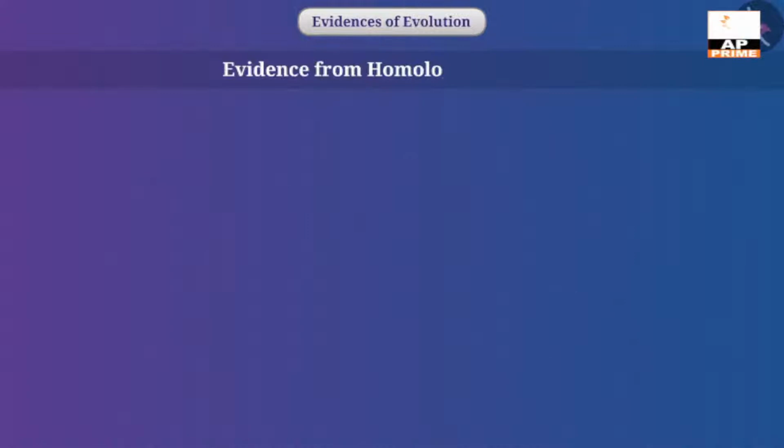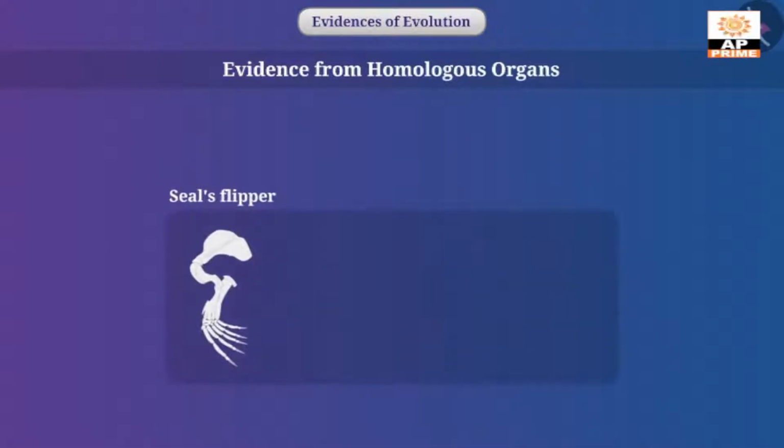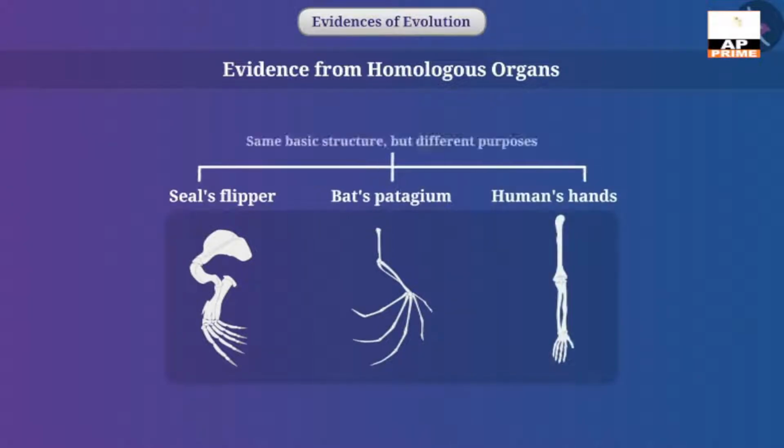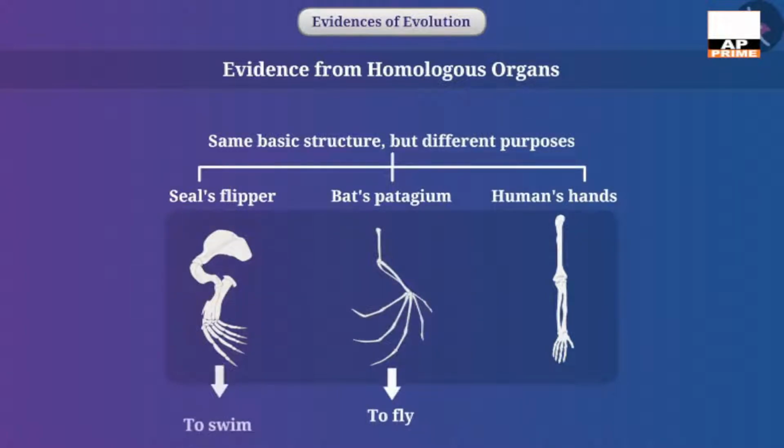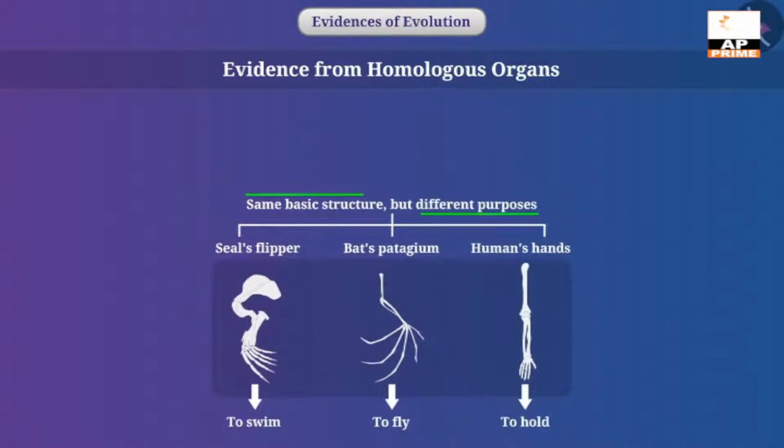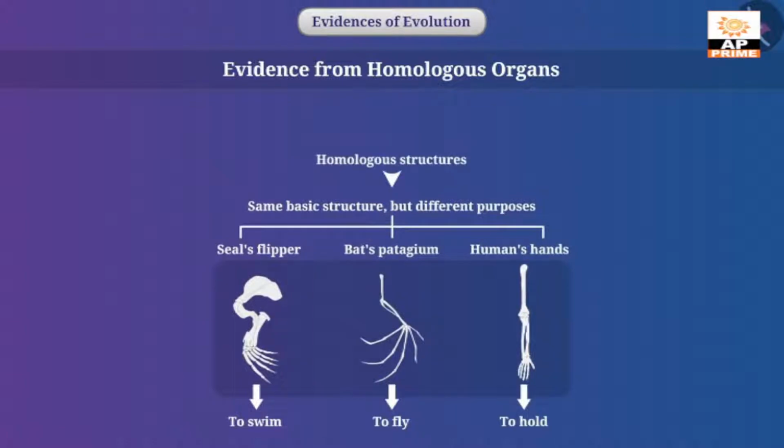Evidence from homologous organs. Seal's flipper, bat's patagium, and humans' hands all have the same basic structure, but they are used for different purposes. For example, patagium to fly, seal flippers to swim, and man's hand to hold. Such structures are called homologous structures. Homologous structures suggest the same ancestor. That is, these organisms must have evolved from the common ancestor.